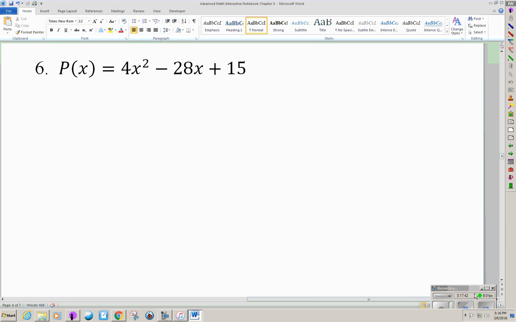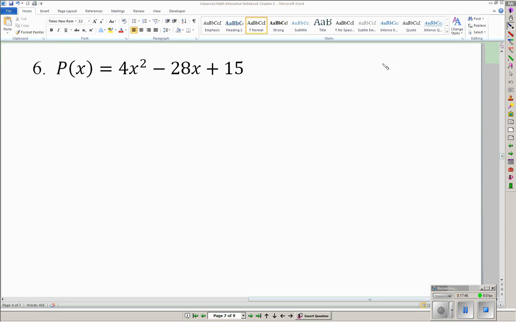One more of this same type here. P of x equals 4x squared minus 28x plus 15. Since a is 4, we need to divide both sides by 4. That gives you p of x over 4. Then over here, 4x squared divided by 4 is x squared. Negative 28x divided by 4 is negative 7x. 15 divided by 4 is 15 fourths.